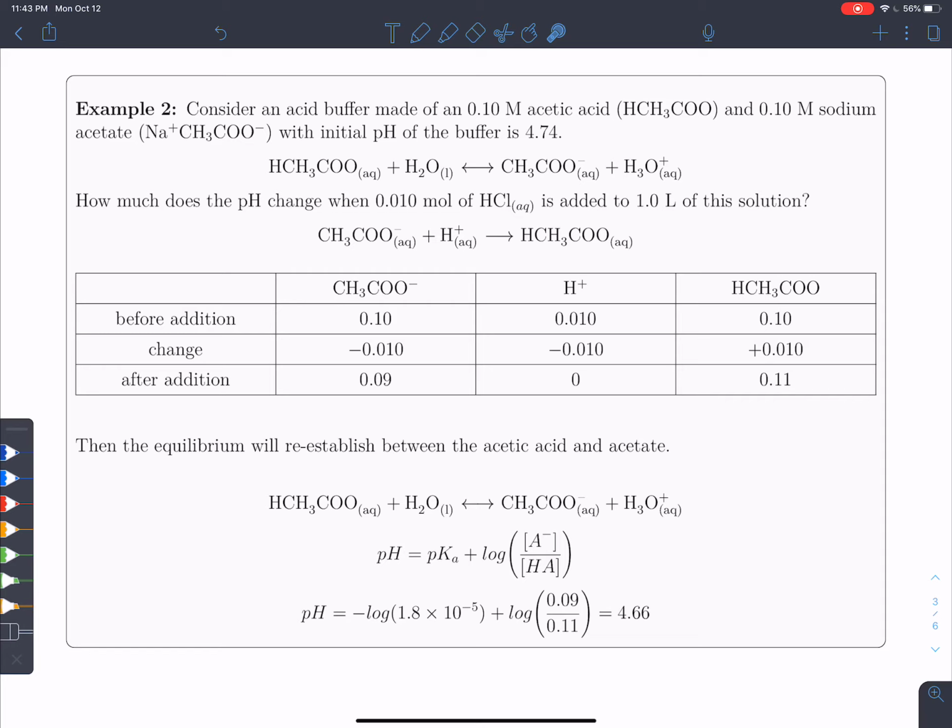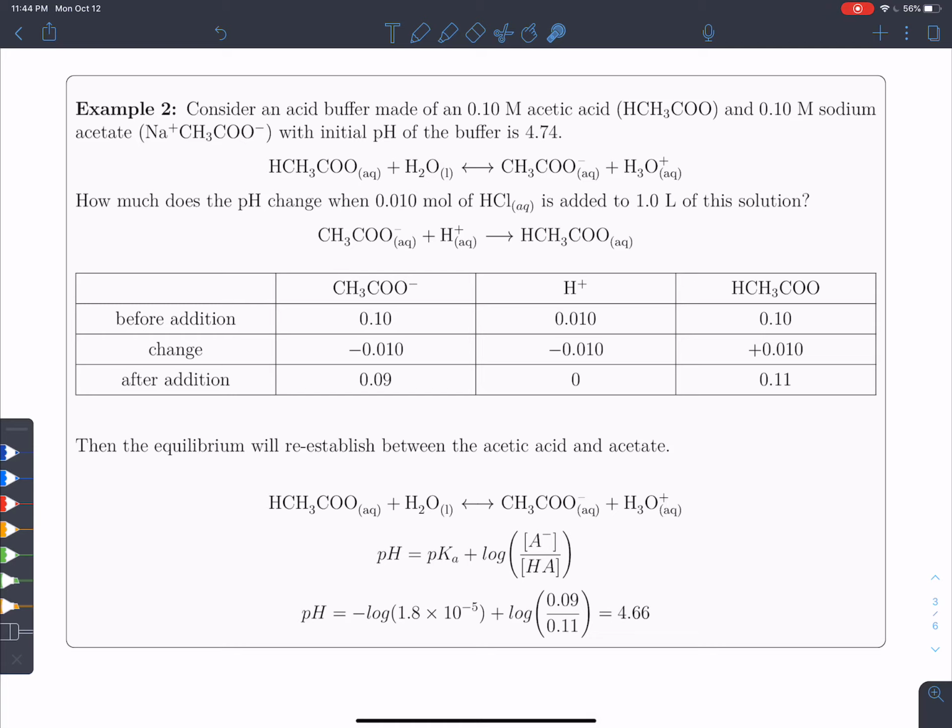So example 2 is using the same situation as before, right, with acetic acid and sodium acetate with a pH of 4.74. And we have the equation that shows the equilibrium of this acidic buffer. And they ask us what happens to the pH when we add this small amount to it. So I still establish the change in my molar amounts based off of this new molar addition of HCl, and I end up figuring out what my new molar amounts are.